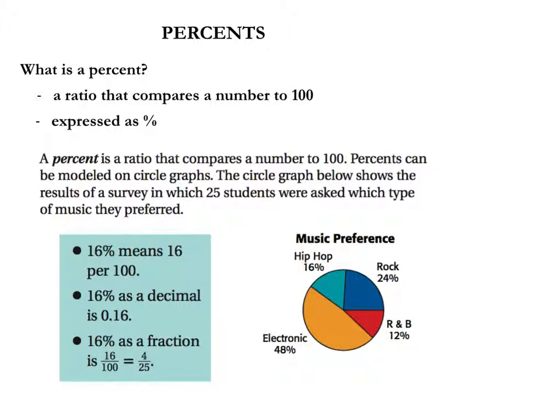So if we take the hip-hop example, 16% means 16 per 100. As a decimal, it's written as 0.16. As a fraction, it's written as 16 over 100, or when we reduce that, it's 4 out of 25. So 16% means that 4 out of the 25 students that were asked preferred hip-hop.